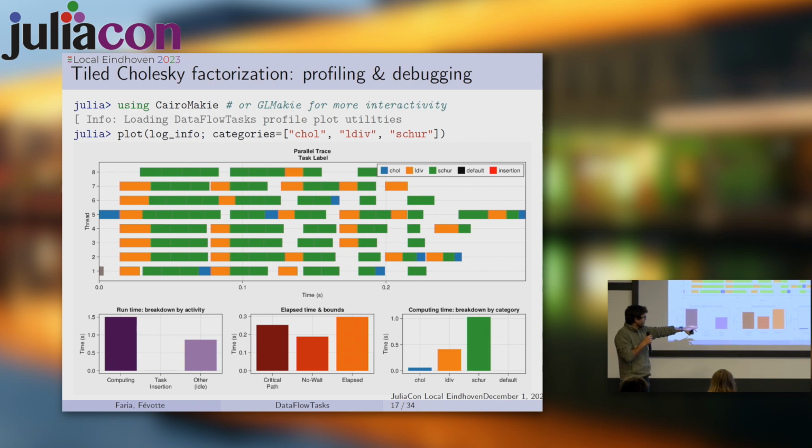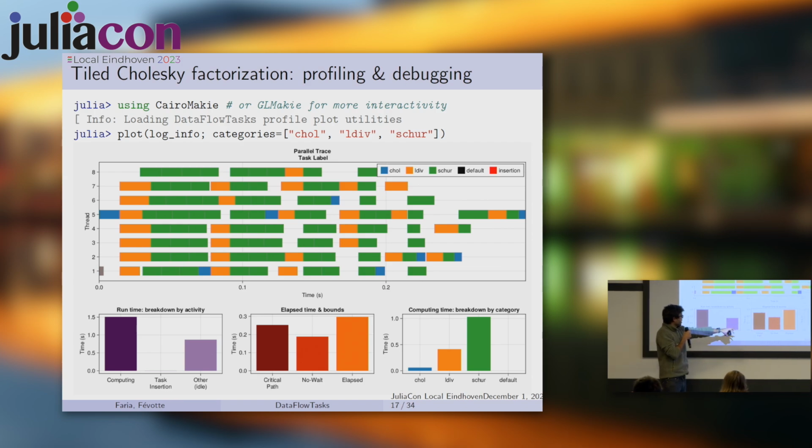One of them is just a no-wait type of bound. You just sum the time that all tasks took, and you divide by the number of threads that you had. So in some sort of embarrassingly parallel algorithm, you could do something like that. That's the best case scenario. So this is a lower bound, and it doesn't take into account the structure of your DAG.